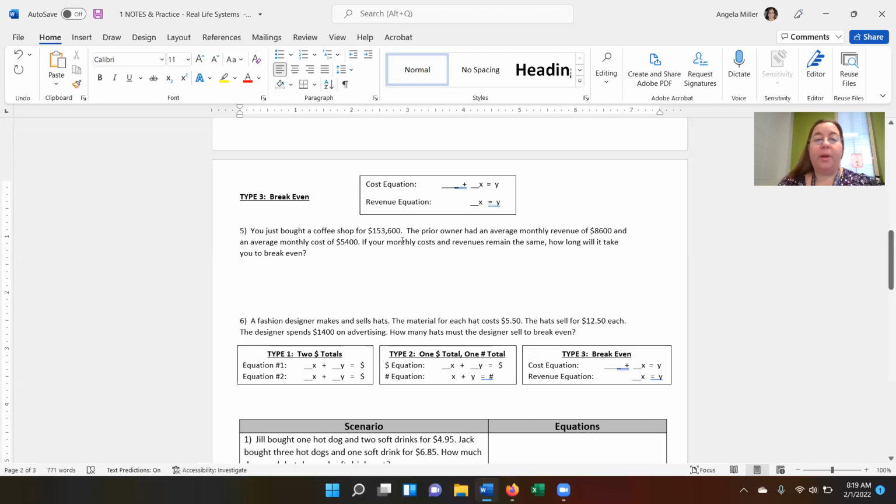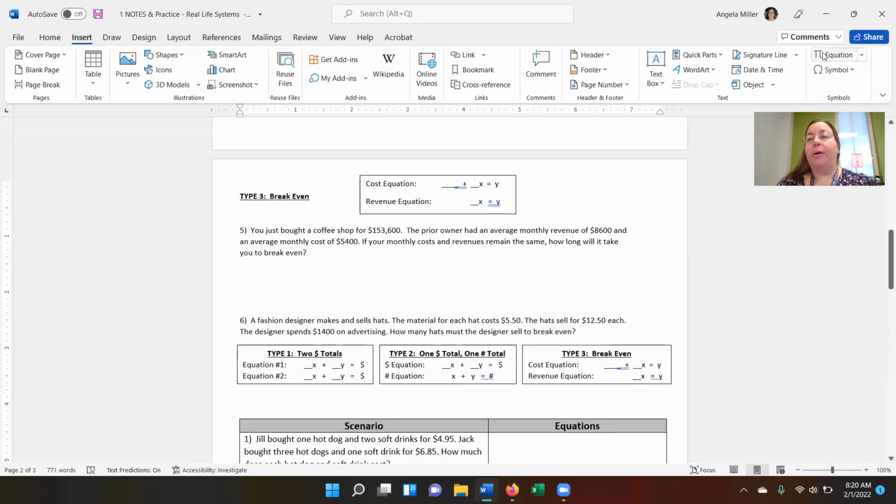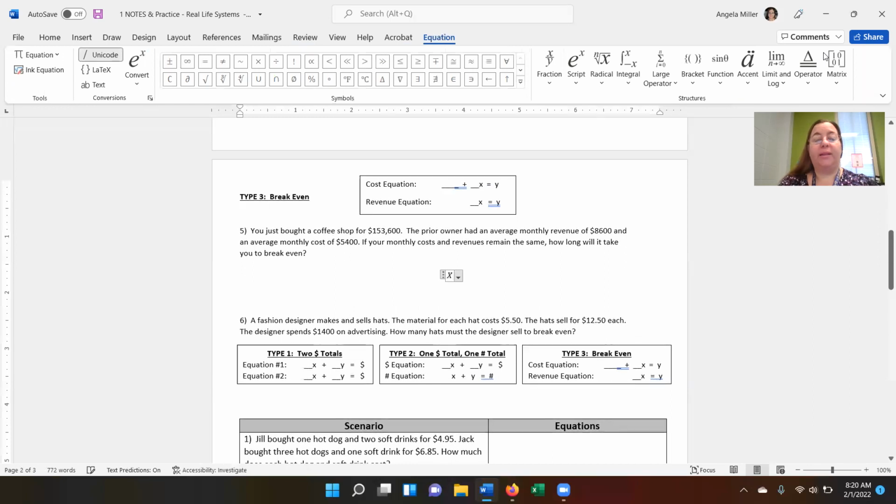All right, if your monthly costs and revenues remain the same, how long will it take you to break even? So we know that we're trying to figure out how many months it would take me to break even, because that is the way that these numbers are shown. Okay, so first I define my variable, and in this case I only need to define X because Y is what we're trying to figure out. Okay, so X is months.